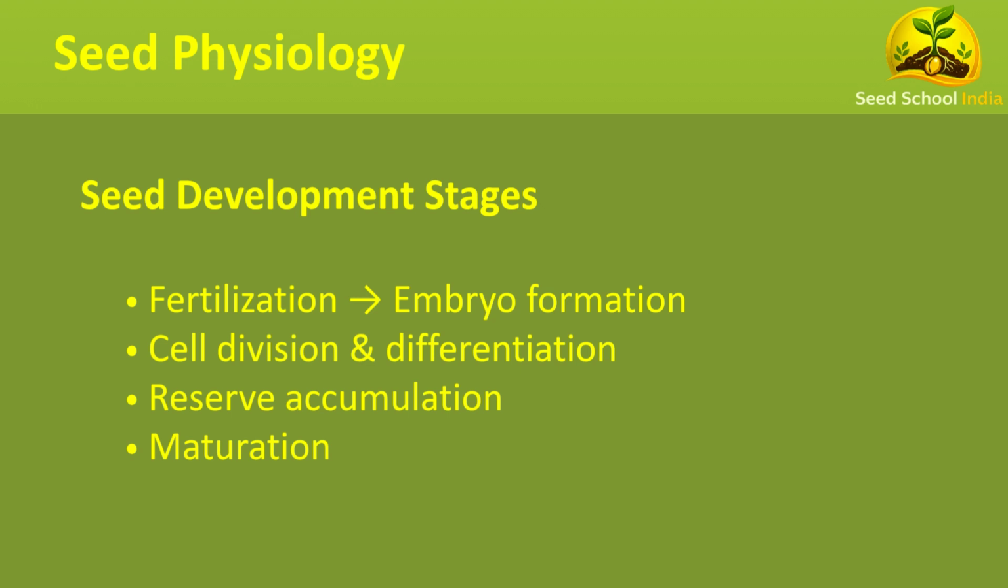Seed development begins after fertilization. The zygote develops into an embryo, while surrounding tissues form the endosperm. During this stage, cells divide rapidly and differentiate into specialized structures. This phase is crucial for forming a healthy and viable seed. The plant carefully allocates nutrients to the developing seed, ensuring that it has enough reserves for future germination.